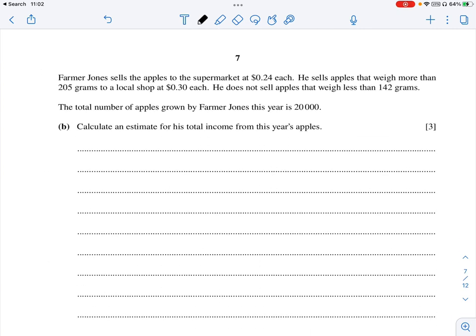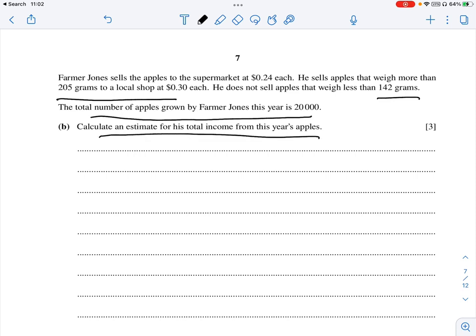The next one. Farmer Jones sells the apples to the supermarket at $0.24 each. He sells apples that weigh more than 205 grams to a local shop at $0.30 each. He does not sell apples which weigh less than 142 grams. The total number of apples that he sells is 20,000. Calculate the total income from his sales.